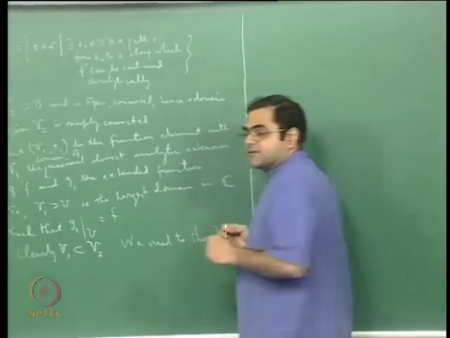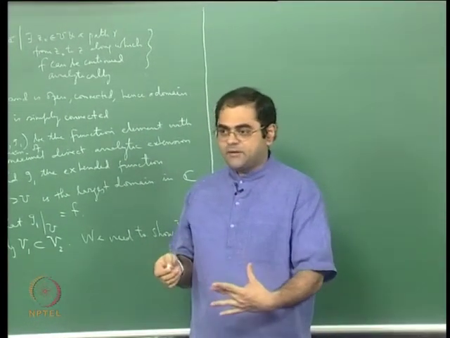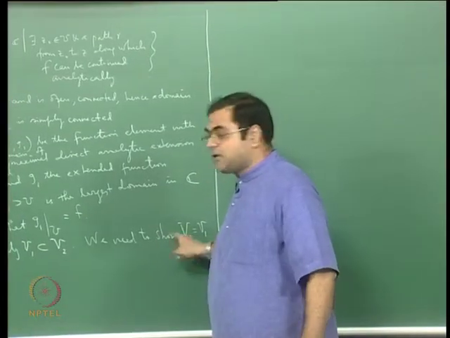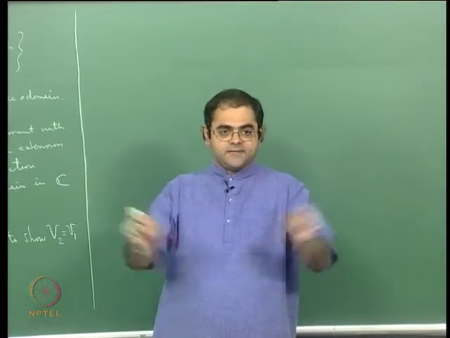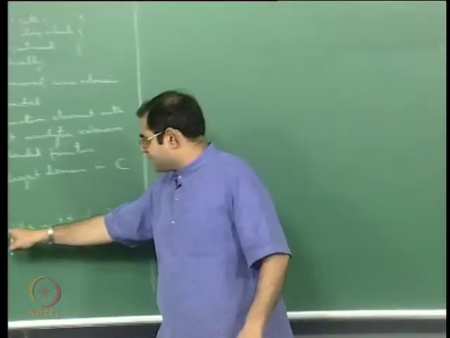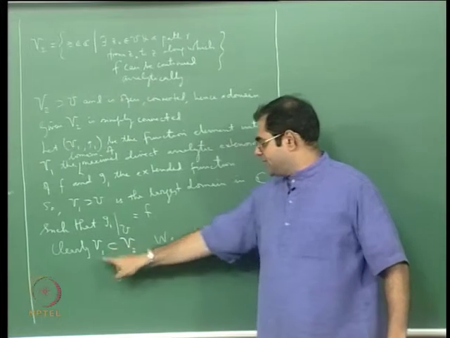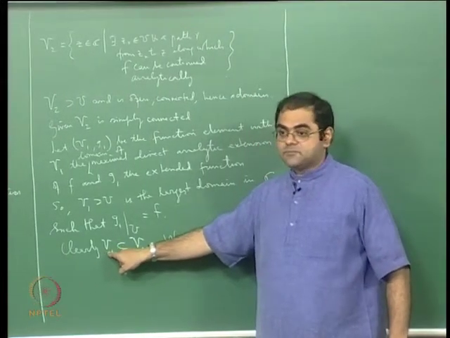So what we do is, see, if v2 is going to be equal to v1, then at every point of v2 also, you can directly analytically extend f, and that extension is going to be g1, because g1 is a maximal direct analytic extension of f to this largest possible domain v1.